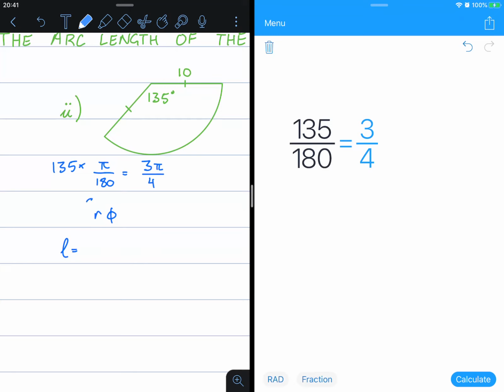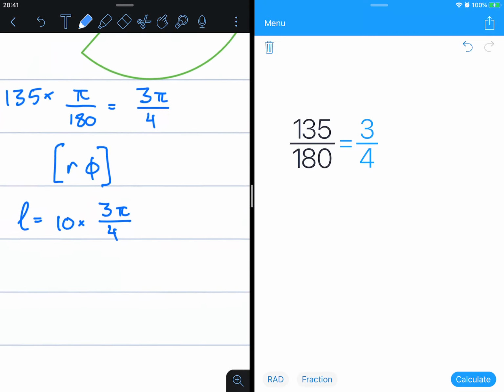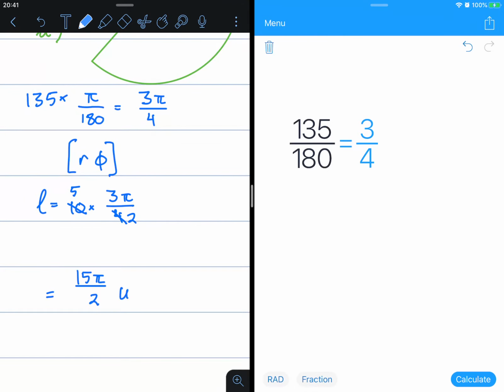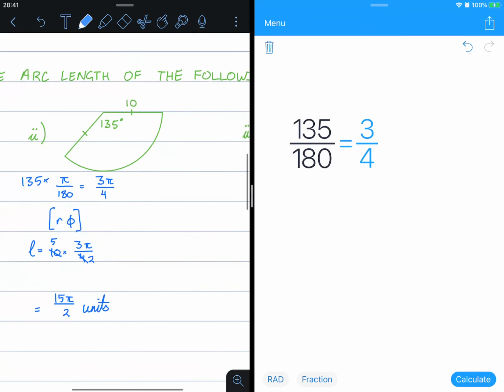Now that we have that angle, L is given as r theta or r phi, or whatever the angle might be. In this case, our radius is 10 times our angle, 3 pi on 4. Simplifying this, dividing both by 2, this will give me 15 pi on 2 in units. Obviously, if this were in centimeters, you would write this as centimeters. Let's do this one more time.